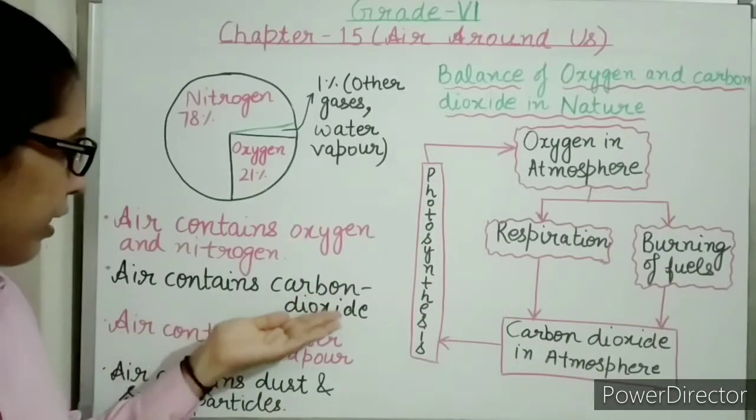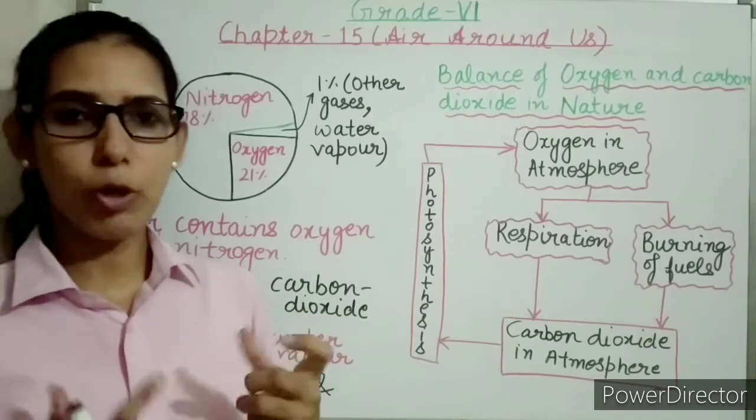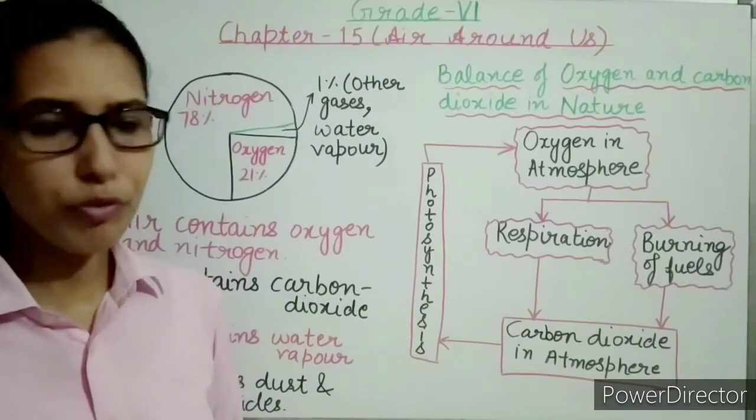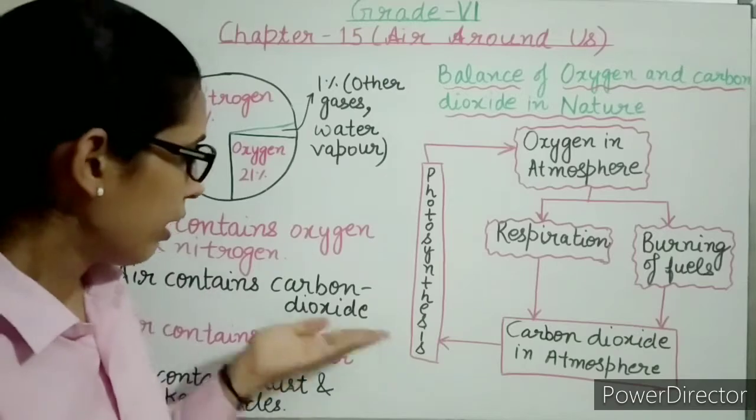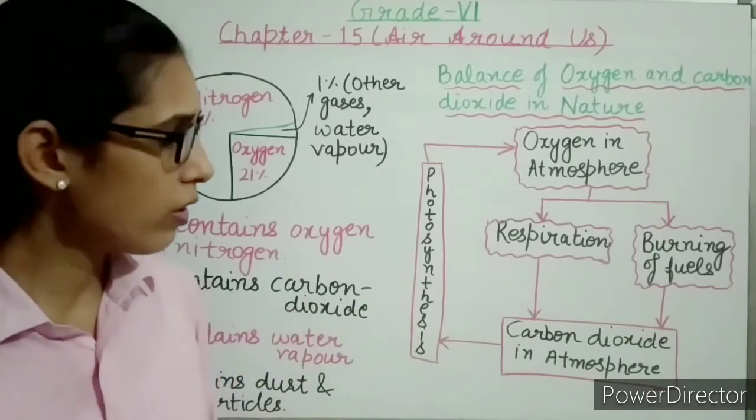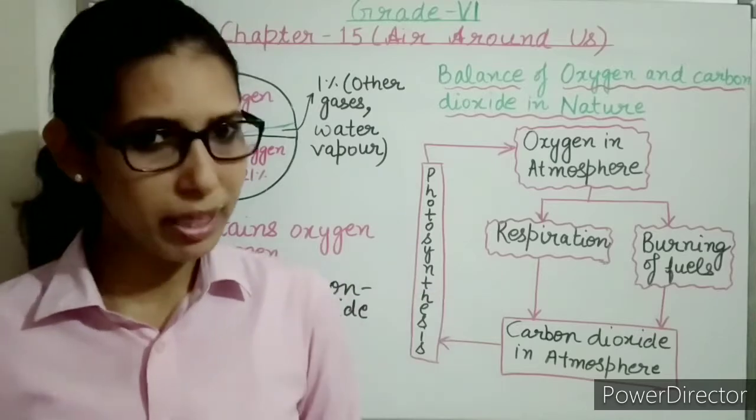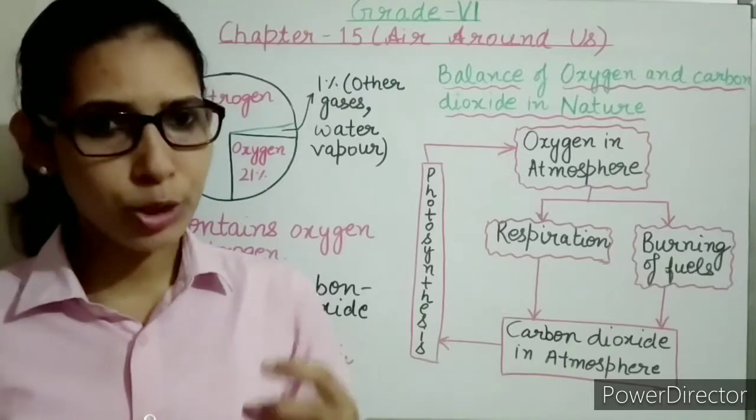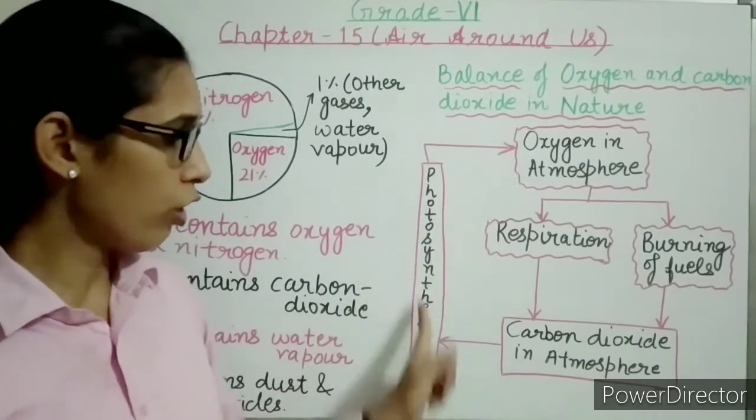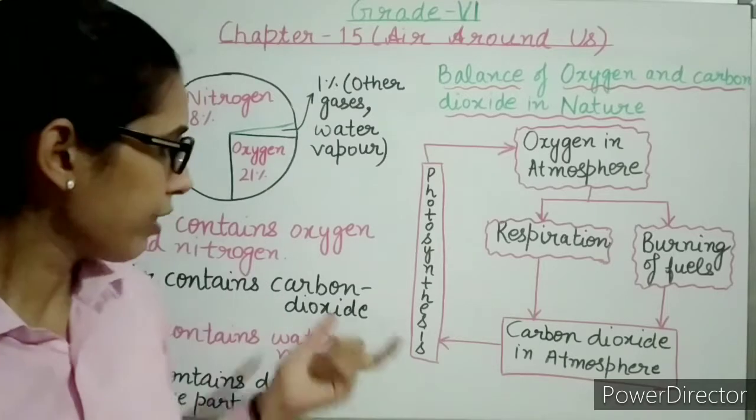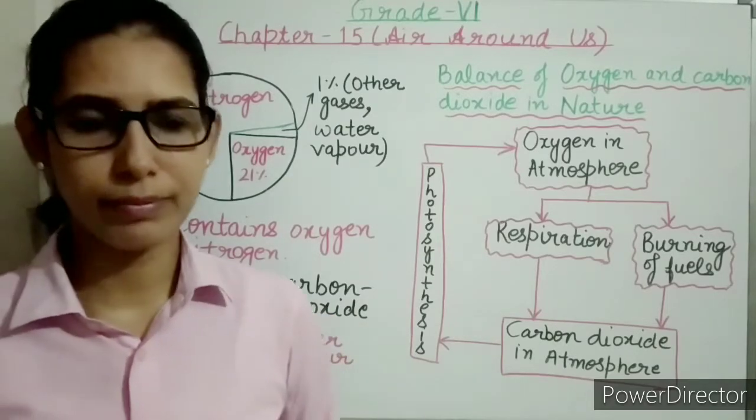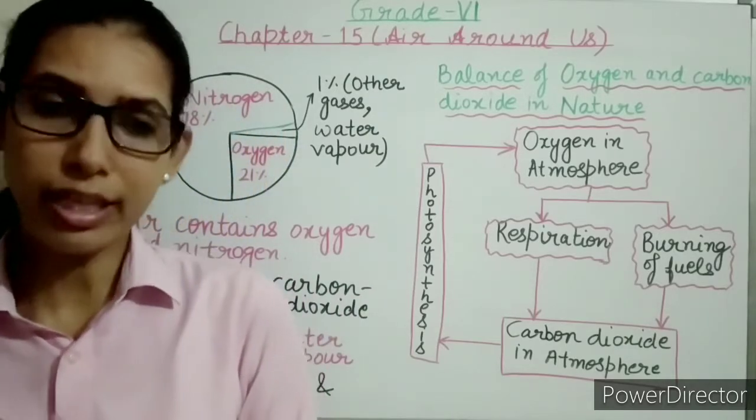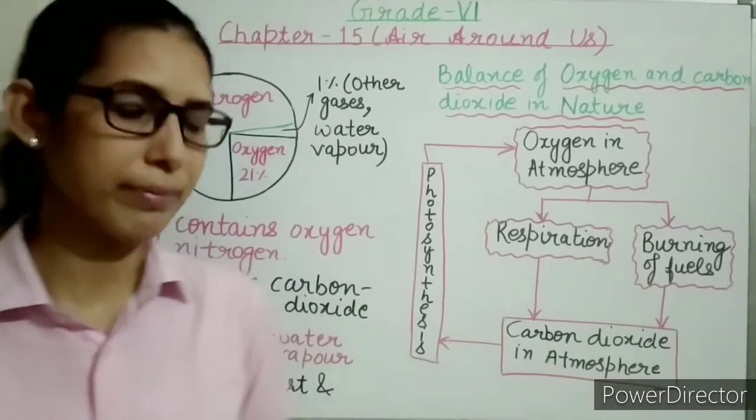Now coming to the next, air contains carbon dioxide. If we talk about the amount of carbon dioxide, then air consists of 0.03% of carbon dioxide. Carbon dioxide is also useful because it is used by the plants. We know that plants can make their own food by the process of photosynthesis, and plants use carbon dioxide in the process of photosynthesis. And carbon dioxide doesn't support burning. Carbon dioxide gas is also used in fire extinguishers to put off the fire.